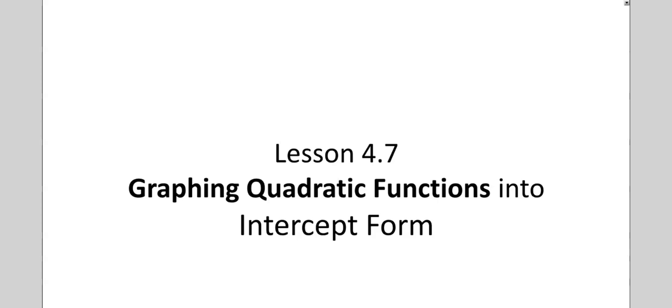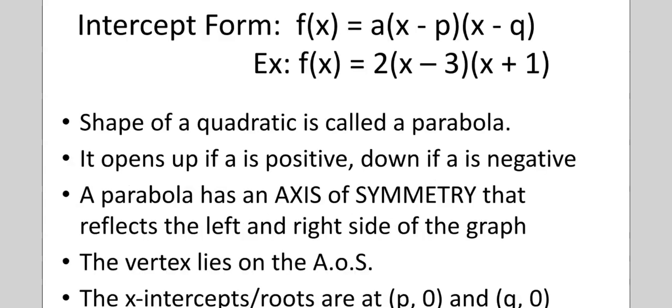All right, 4.7, we're getting into graphing. Graphing quadratic functions in intercept form. Intercept form is f of x, or y, or 0, they're all interchangeable, equals a times (x minus p) times (x minus q). For example, 2(x minus 3)(x plus 1).